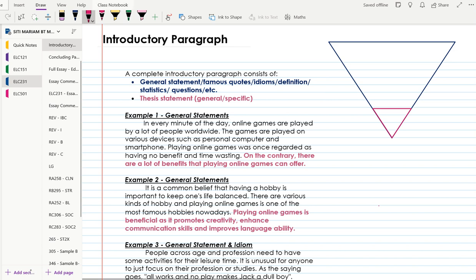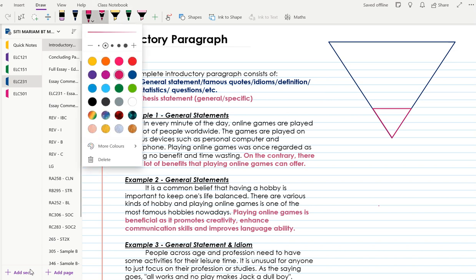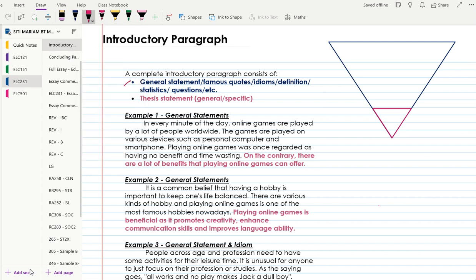So a complete introductory paragraph must consist of, number one, the first part, which would be either a general statement, famous quotes or idioms, definitions, statistics, questions, and others. In this video, there will be a few examples that I'll be showing with regards to these points that I have mentioned just now. And second of all, in your introductory paragraph, you must have your thesis statement, either general or specific.